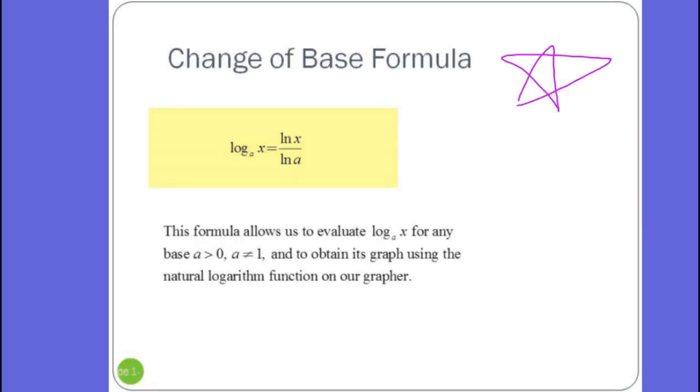Almost there, guys. Change of base formula. You've seen it. We're going to live and breathe by it. Log base a of x is the natural log of x over the natural log of a. This is how you get around the fact that your calculator is stuck at log base 10. This is how you get around that problem. Memorize this.